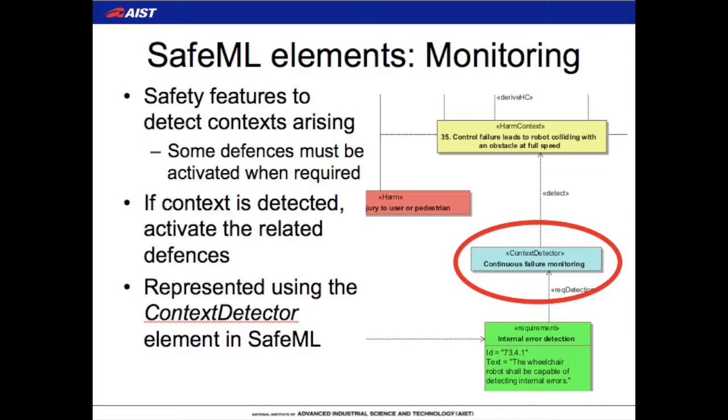We also have monitoring systems or detectors, and we use these to determine when we should activate active defenses. And these are very important because if you don't know when to activate your safety feature, it cannot provide safety at the critical moment. What these do is they detect when a hazardous situation is arising, and then they activate the related active defenses. In SafeML, these are represented by the context detector element, which is related to the harm context that it detects. And so this indicates a feature that is used in the system to detect the status of the system and determine when it is in a hazardous situation.